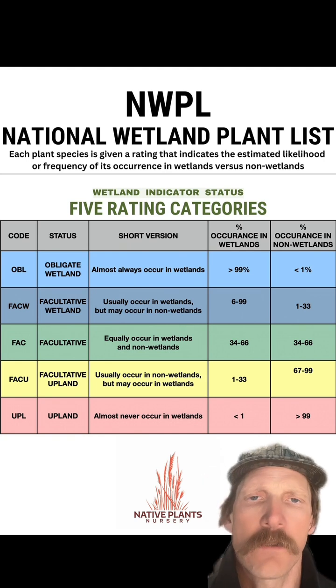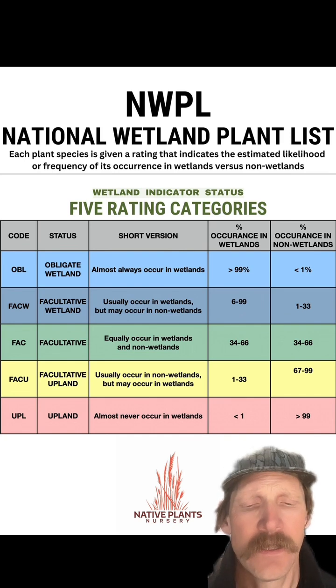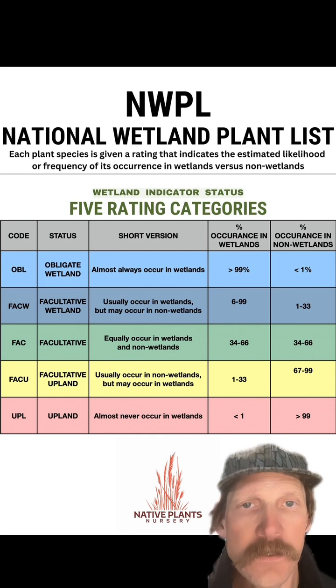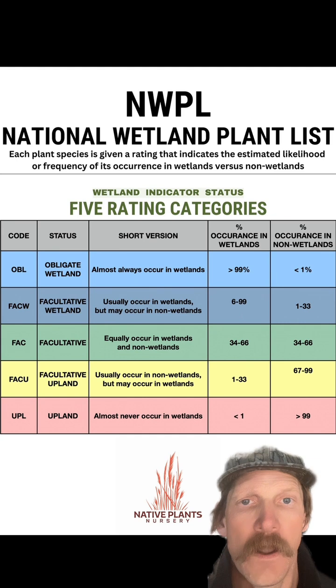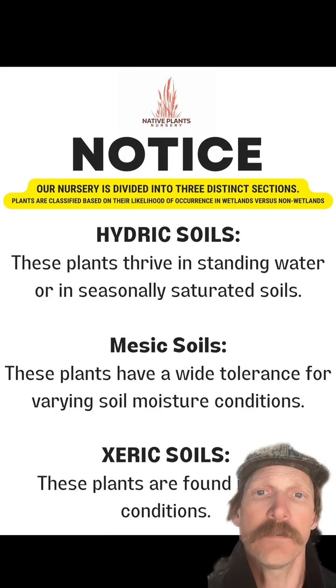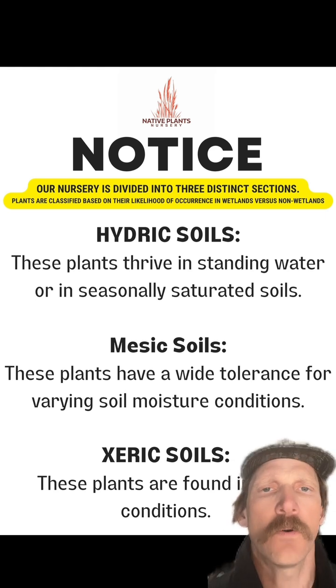We're going to be focused on soil. So what does this mean for your front yard? It means that you can narrow your scope of options in 3 sections. So we're going to have our hydric soils. These are plants that thrive in standing water or seasonally saturated soils.